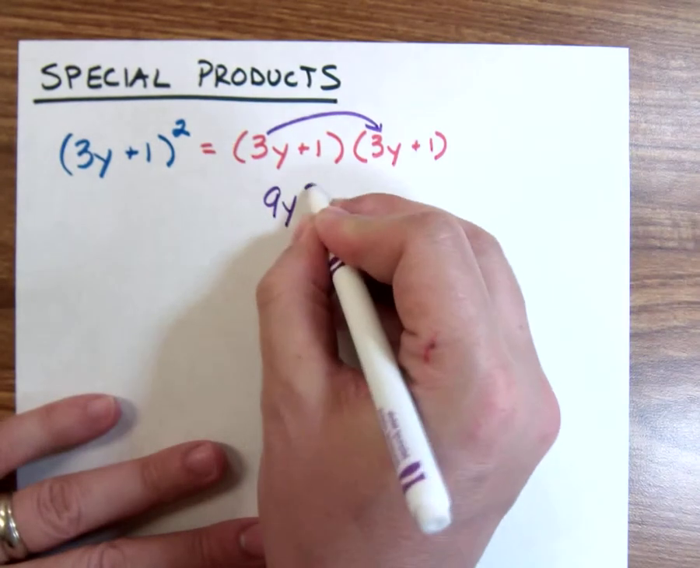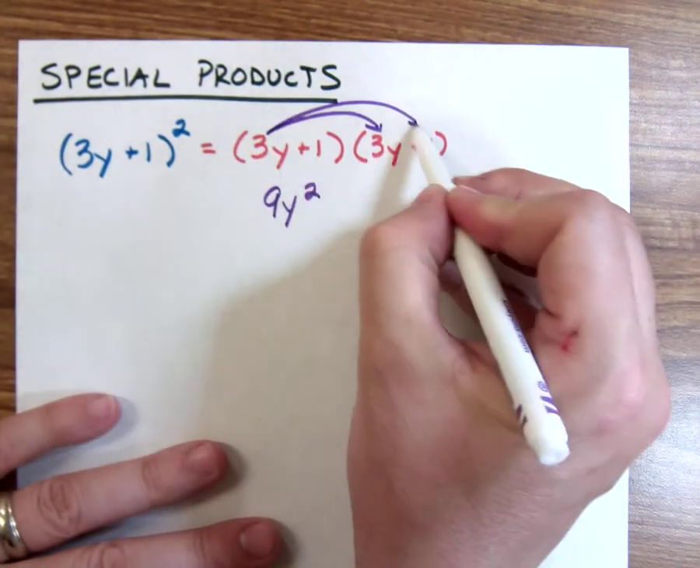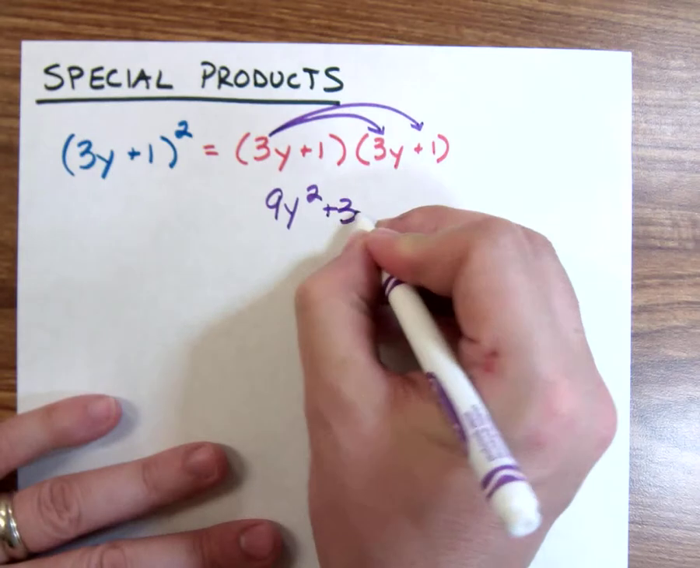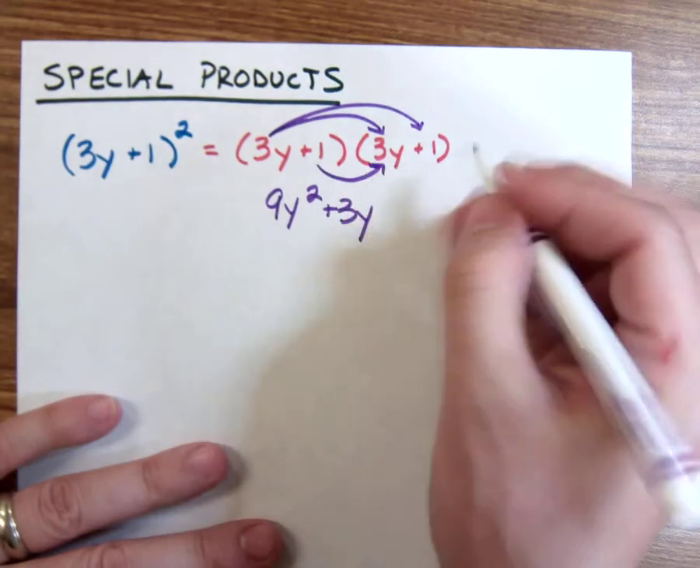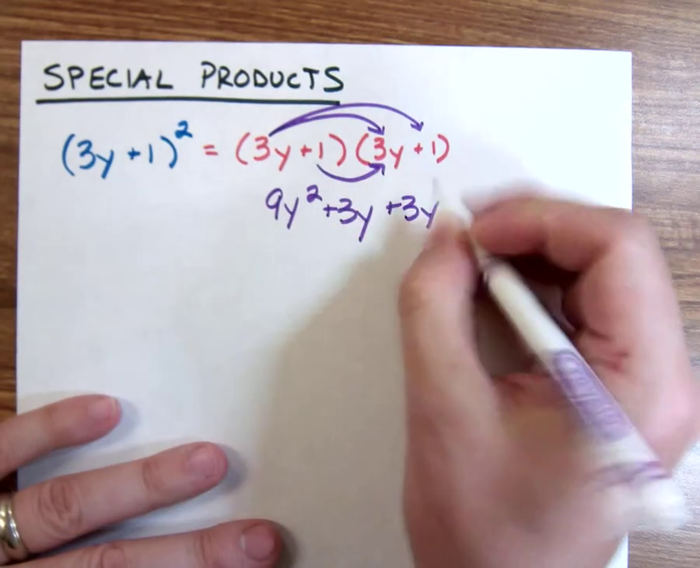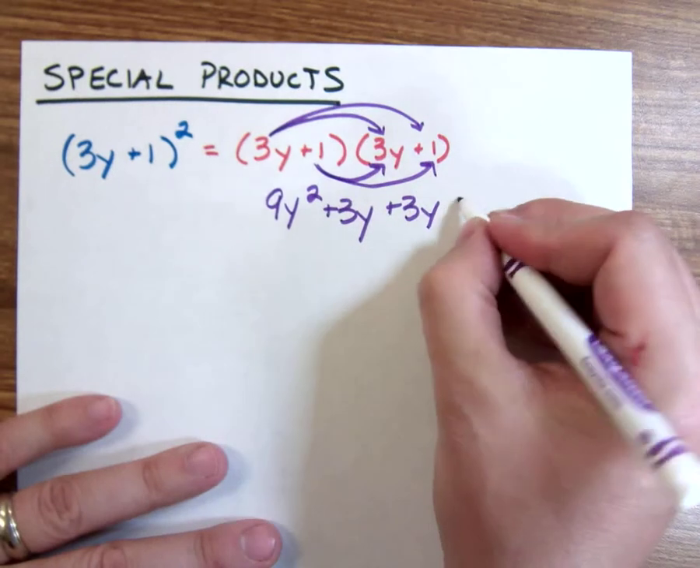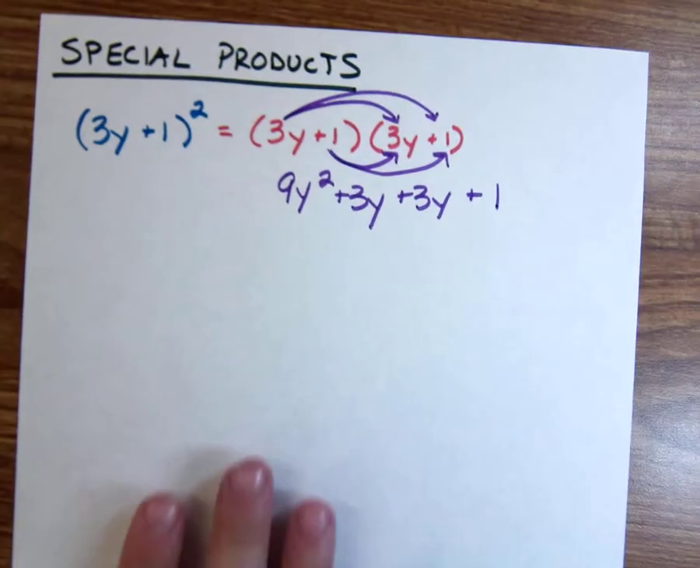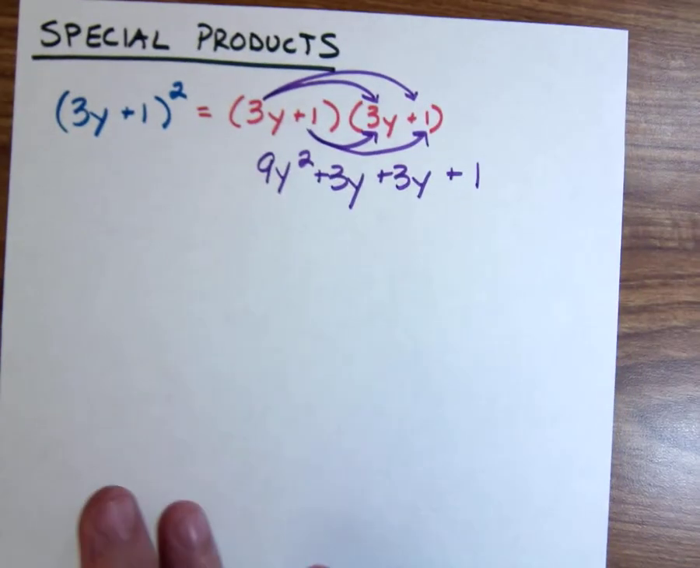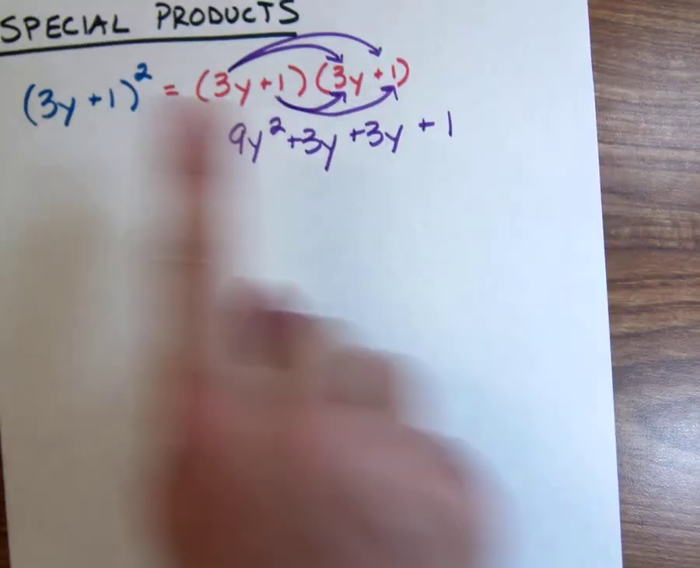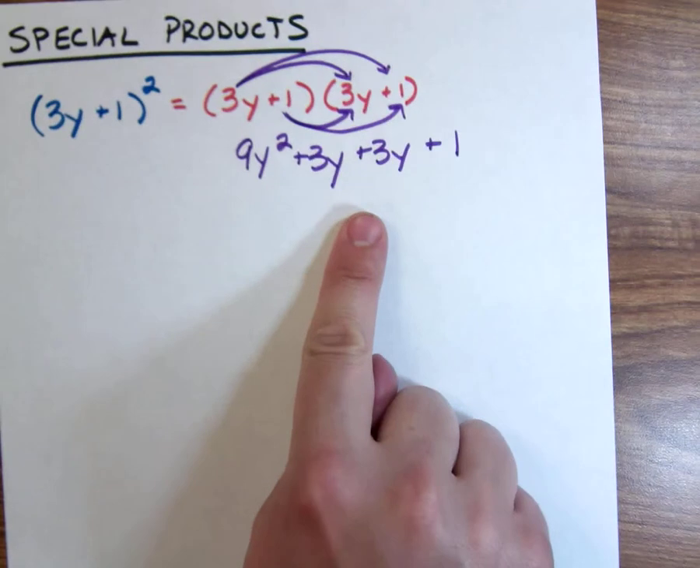3y times 3y is 9y squared. 3y times 1 is 3y. 1 times 3y is 3y again. And 1 times 1 is 1. Okay, so I'm going to stop right there. And let's see if we can find a pattern or a shortcut that would take us from this to this. Now here's what I notice.